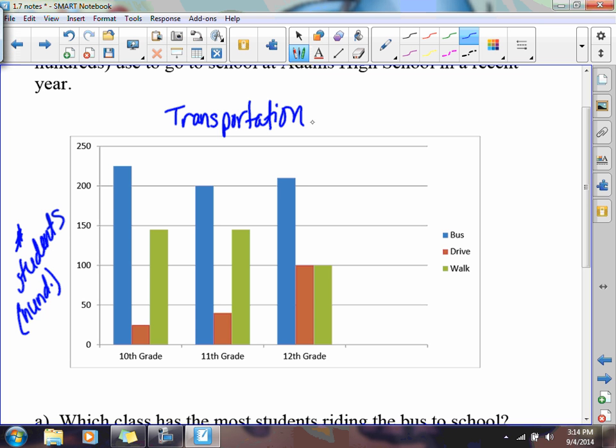But they label each little part of the x-axis across. We've got the 10th, 11th, and 12th graders. We've got a different color for each type of transportation. If they take the bus, that is blue. If they drive their own car, that's red. And if they walk, that's green.